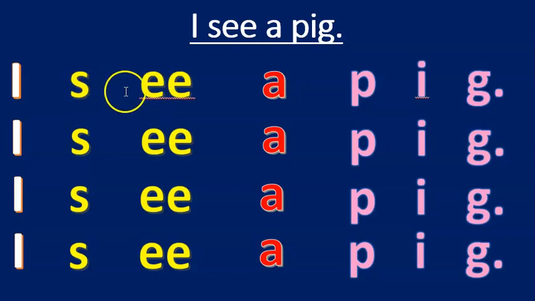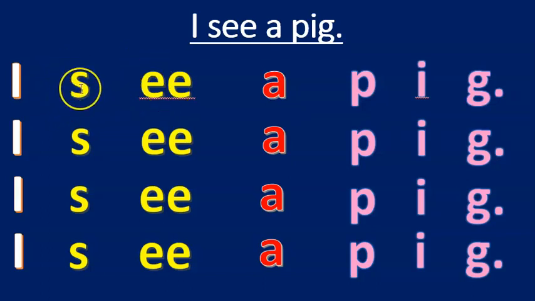Now, these two sounds are broken apart, okay? Let's do them together, okay? Ready? Just listen and say what I do. Here we go. S, E. Let's do it again. S, E. One more time. Let's do it together. S, E.